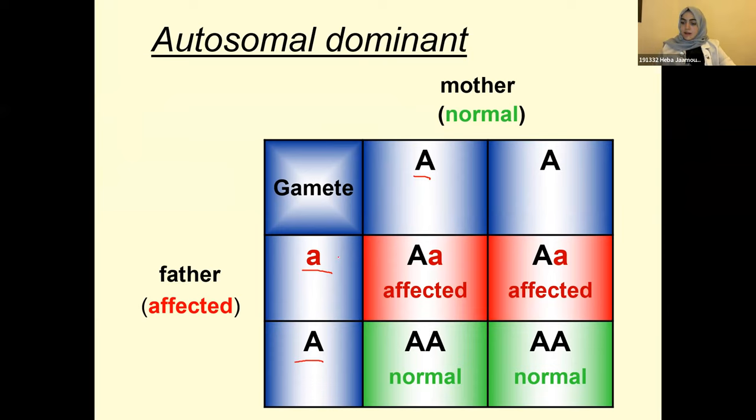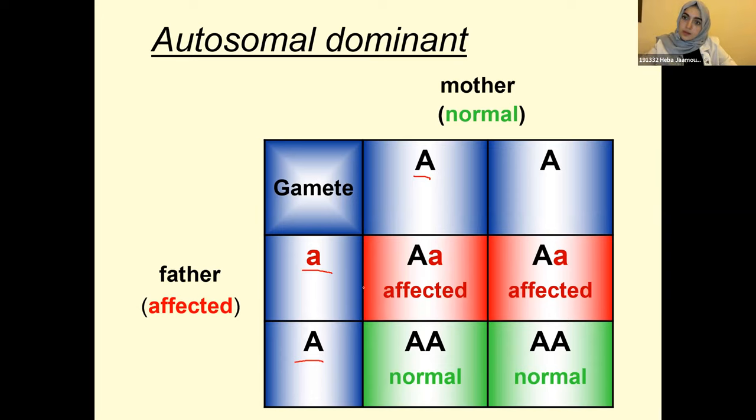So the percent of having an affected offspring in an autosomal dominant pattern of inheritance in this case is gonna be 50%, okay? Let's say this again, because this is part of the question you're going to be asked about in your exam, okay? In an autosomal dominant pattern, the chance of an offspring to be affected for a normal mother and an affected father is going to be 50%. If you are confused, always, always draw this table.